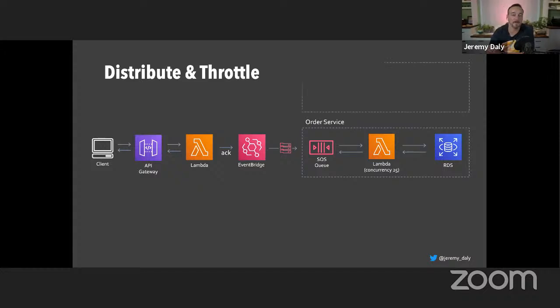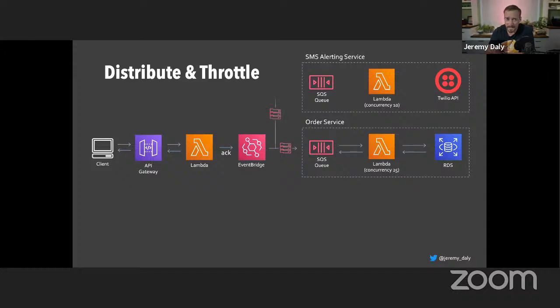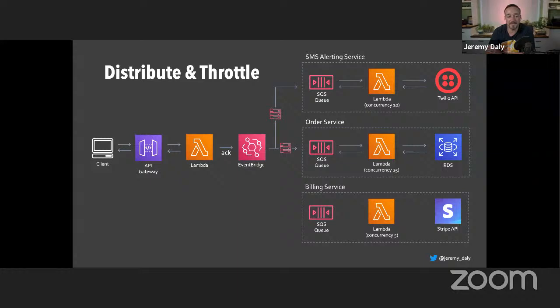But maybe we also have an alerting service, and we want to make sure we send an alert to let them know, send them a text message that they got it. We add another rule. We say, okay, order came in, write it to that SQS queue. We have some quotas to deal with. We can use our quota pattern. We can use some other pattern to limit the amount of stuff that's happening there. And then we have a billing service.